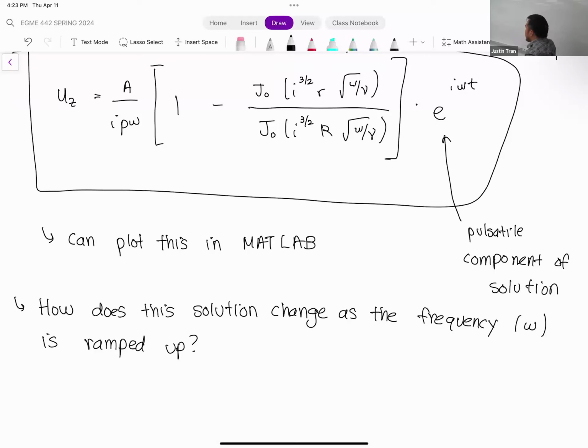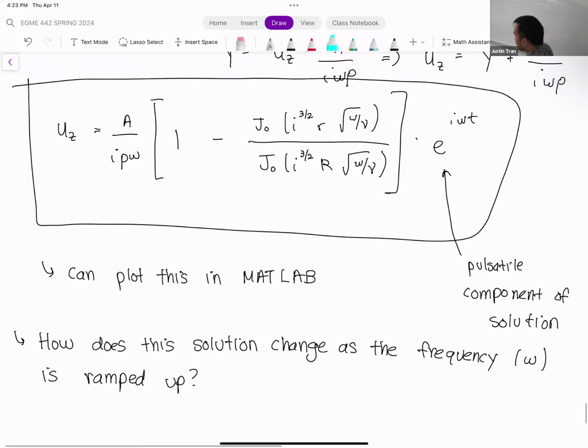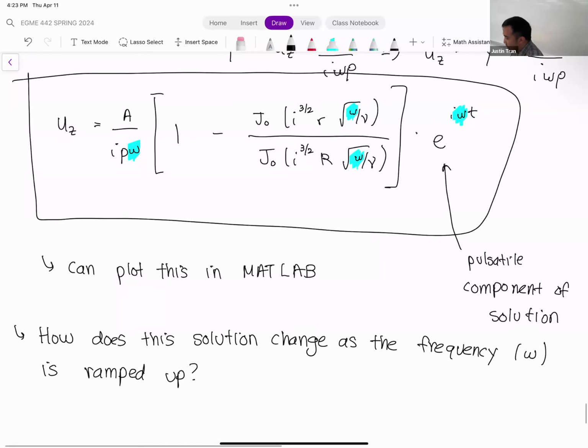The frequency up to this point has just been another variable. We haven't really done much with it in the solution. But if you look at our full solution here, omega actually shows up in quite a few places. We have one out here, we have some as part of the Bessel functions, and we have the frequency up there as well. The frequency is actually a very interesting part of this solution because it's almost like an indicator for heart rate.